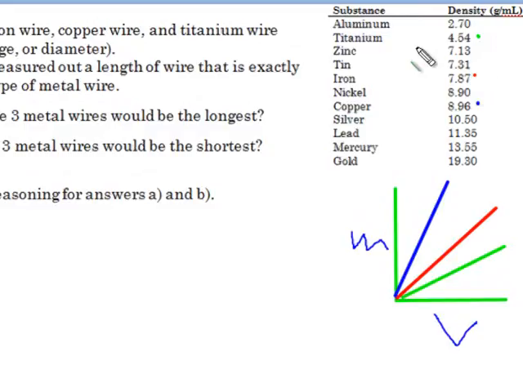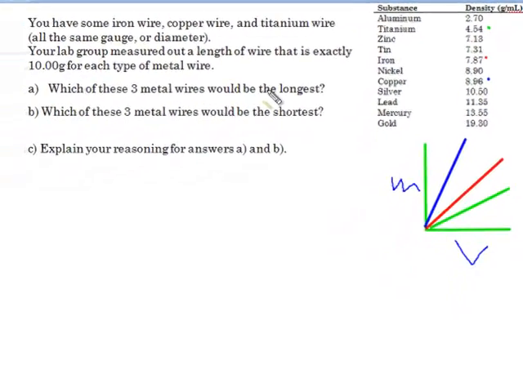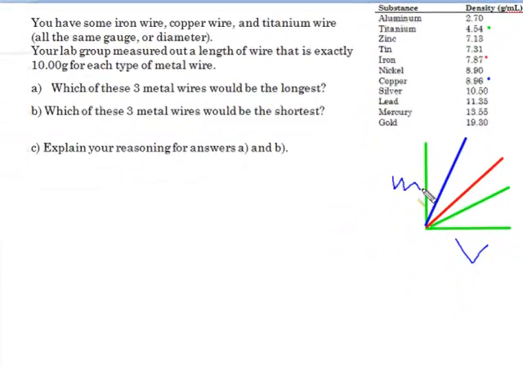Okay, so then we asked which of these three metals is the longest. So if they are all 10 grams, I'm just going to pick some arbitrary point and say, all right, this is 10 grams. And if I go across, what I'll see is the volume of the wire for each metal. Because the diameter is the same, the one that has the highest volume will also have the greatest length. And that will be the green one, which is titanium.